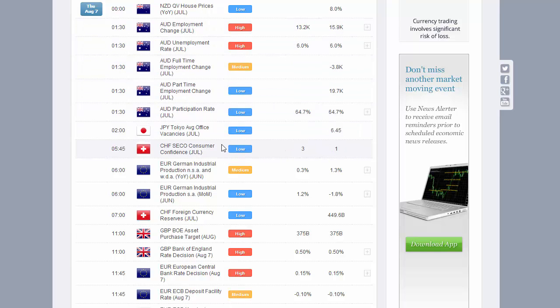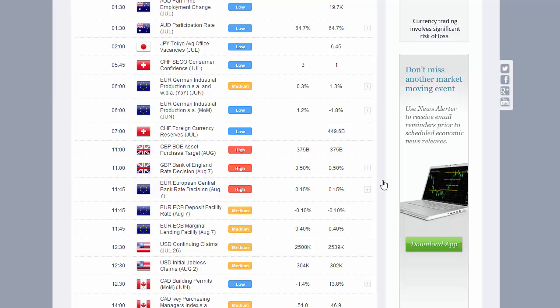Looking through the rest of the day, you can see that the BOE asset purchase target number comes out, but more importantly, the rate decision. That being said, there is also, just after that, about 45 minutes later, the ECB rate decision as well. No change expected in either economy as far as interest rates, but do pay attention to the statement and to how the market responds, because traders out there will be parsing this for information, hints as to where the next bank move is.